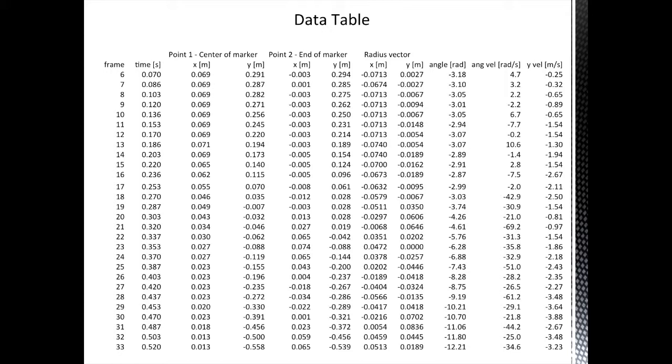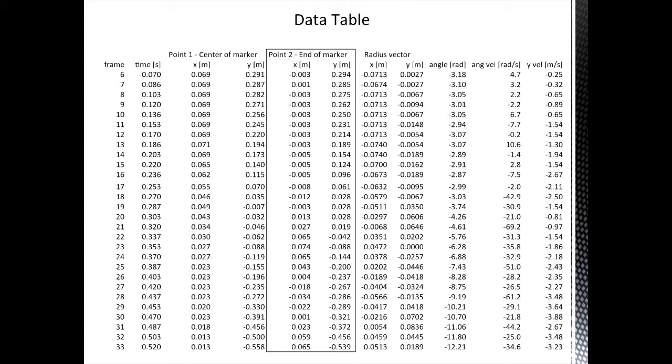Once we had taken our video, we loaded it up into Video Point and started tracking points. The first point we tracked was the center of the marker, which is shown in the outlined part of the data table here. The next point we tracked was the end of the marker. This allowed us to measure the rotation of the marker as it went from rotating not at all before its collision to rotating a lot after.